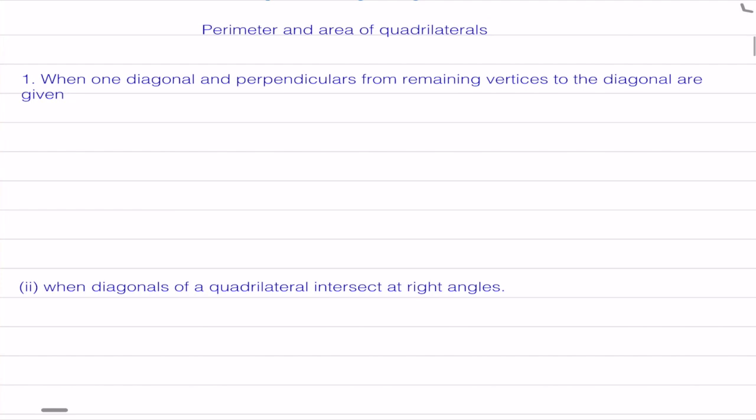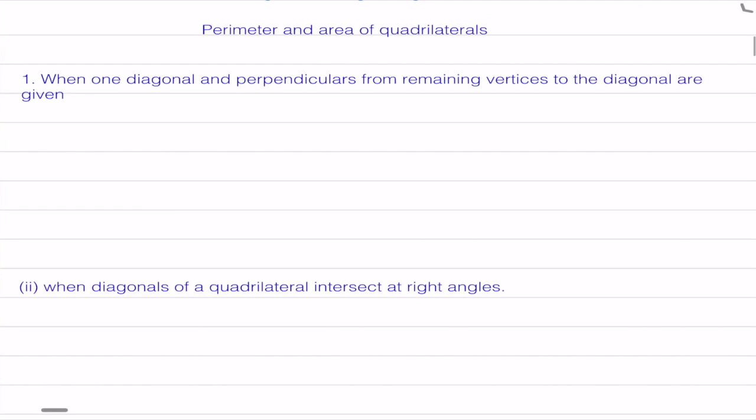Now, today I am going to explain the area and perimeter of the quadrilateral. Quadrilateral means any figure which is having four sides. So, any four-sided figure, any shape, can be known as a quadrilateral. We will see a few formulas which are based on the area of quadrilaterals.